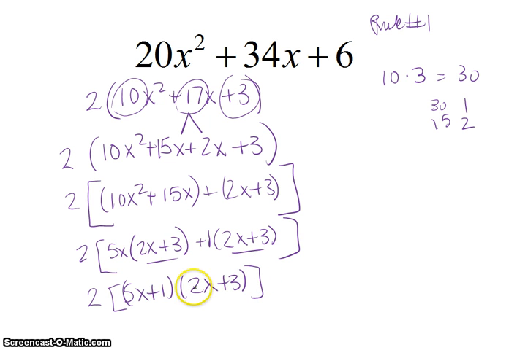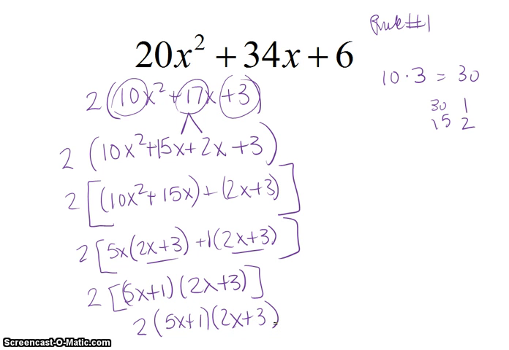These two are 10x squared, my outside term 15x, my inside term 2x, that gets me 17x, and my last term's 3. It works. And I really don't need these brackets, so I can just rewrite this as 2 times 5x plus 1 times 2x plus 3.